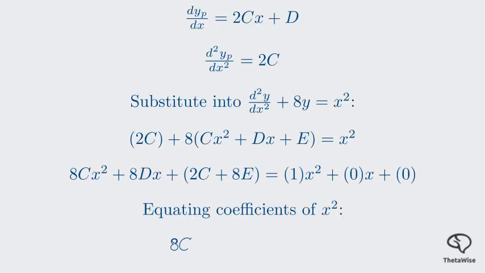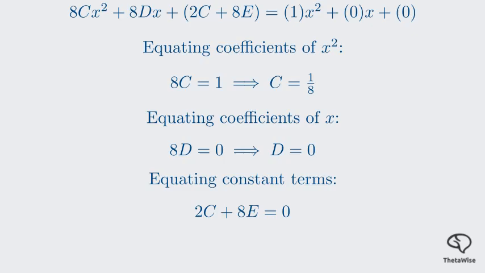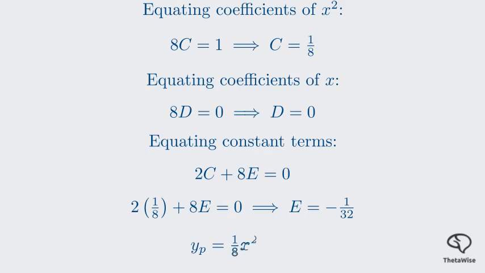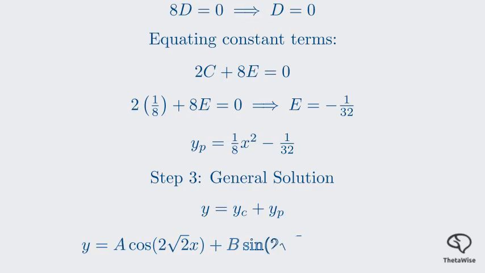Equating coefficients of x squared, we get 8c equals 1, so c is 1/8. Equating coefficients of x, we get 8d equals 0, so d is 0. And equating constant terms, 2c plus 8e equals 0. Plugging in c equals 1/8 gives e equals negative 1/32. So our particular integral is y_p equals 1/8 x squared minus 1/32. The general solution is the sum of our y_c and y_p. As you can see, our answer matches the one provided in the memo.